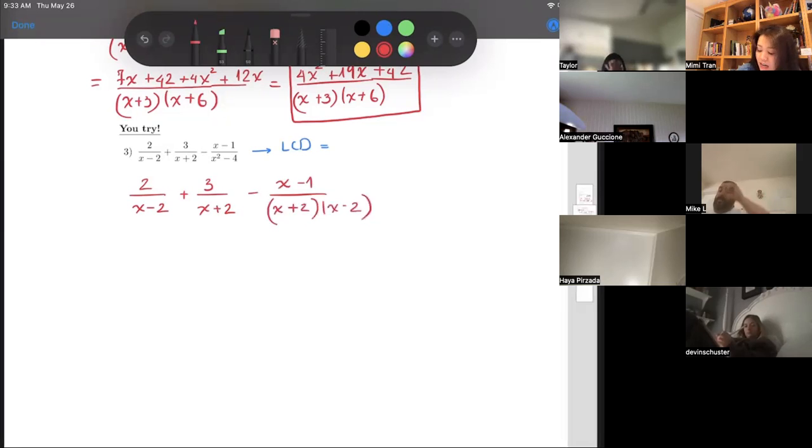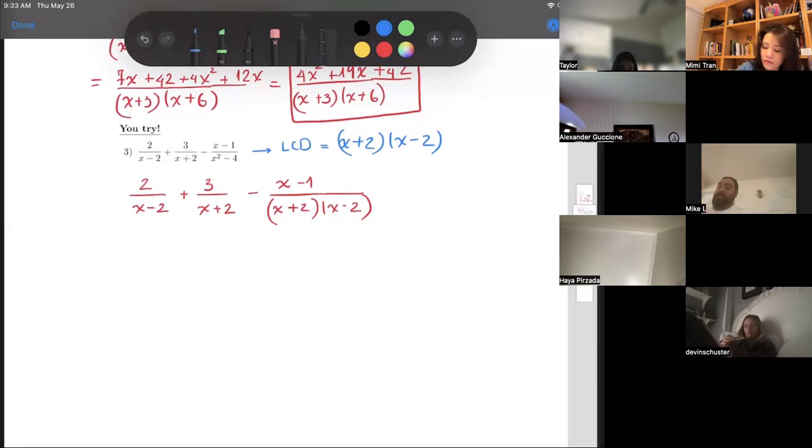And remember, it's the least common denominator. You don't want to repeat; you want the smallest one that can divide all of them. Well, what's missing? The first one is missing x plus 2. The second one is missing x minus 2. But the third one has everything. So the LCD here will be x plus 2, x minus 2. After you factor, whatever is missing, that's your LCD, right?